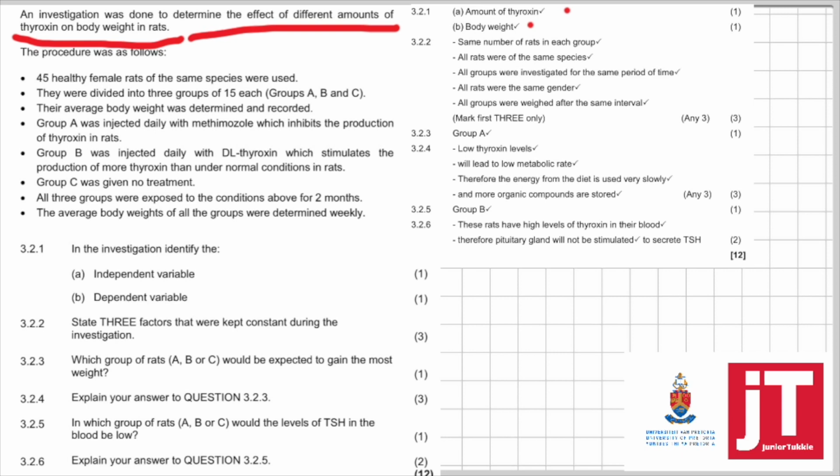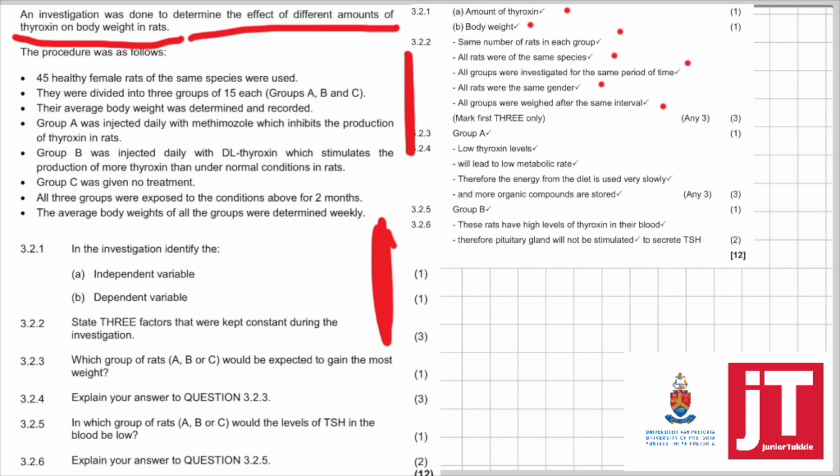3.2.2. State 3 factors that were kept constant during the investigation. It is here. They used the same number of rats. All the rats were of the same species. All groups were investigated for the same period of time. All rats were of the same gender. All groups were weighed after the same interval. So make sure you have the word same.